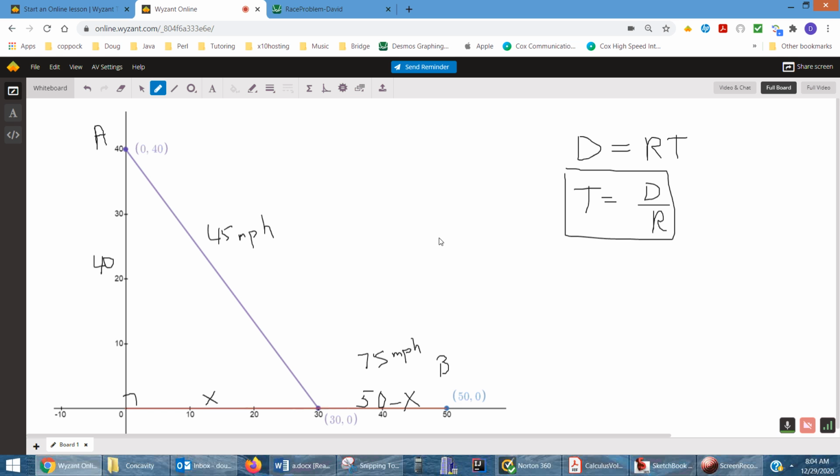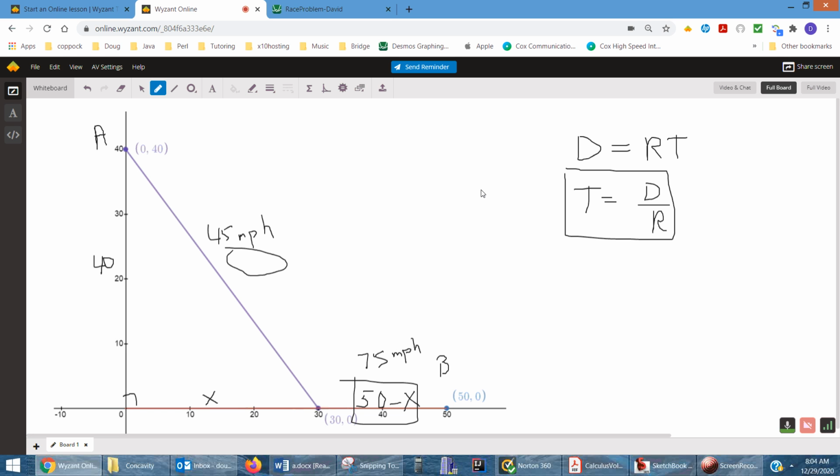So you need an expression for this distance right here, this hypotenuse. We already have an expression for this distance. Time equals distance divided by rate. Add them together and you've got the function for the total time it takes.